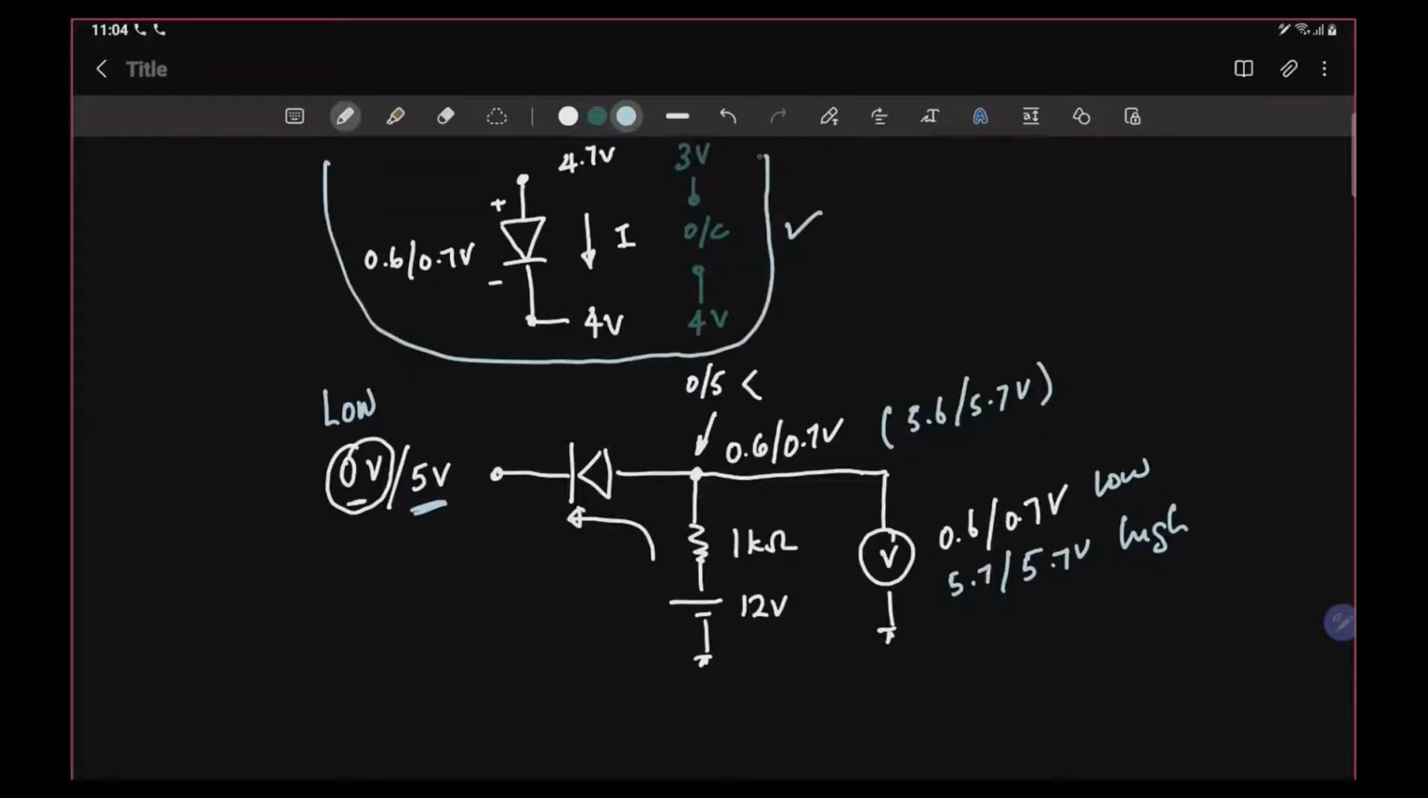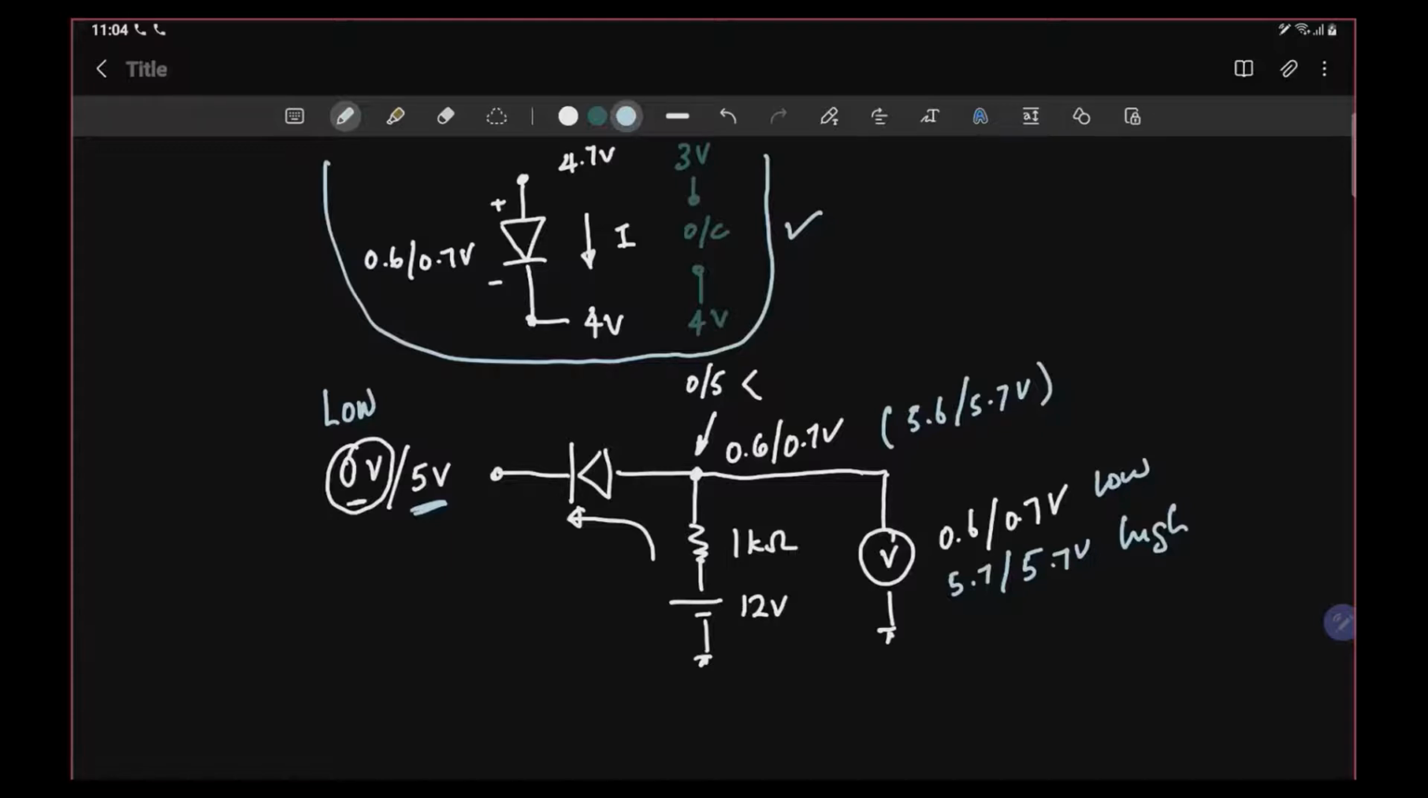Okay, so basically that is how the diode operates. The 1K resistor is to limit the current, because we said that the diode, when it turns on, can flow as much current in the circuit, so it doesn't restrict current flow.